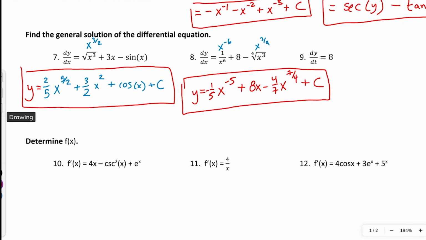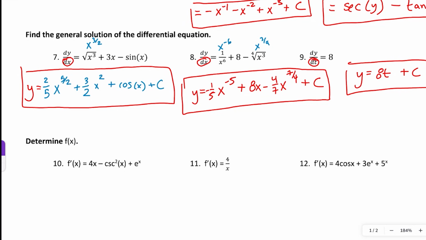Okay, number 9. We simply have dy dt as 8. Okay, so this is probably the easiest one on here. It's just going to be 8t, and then plus c. Note here that I'm using t instead of x because my derivative is with respect to t, versus you see all the rest of these are dx. So that tells you what the variable should be, in this case t.